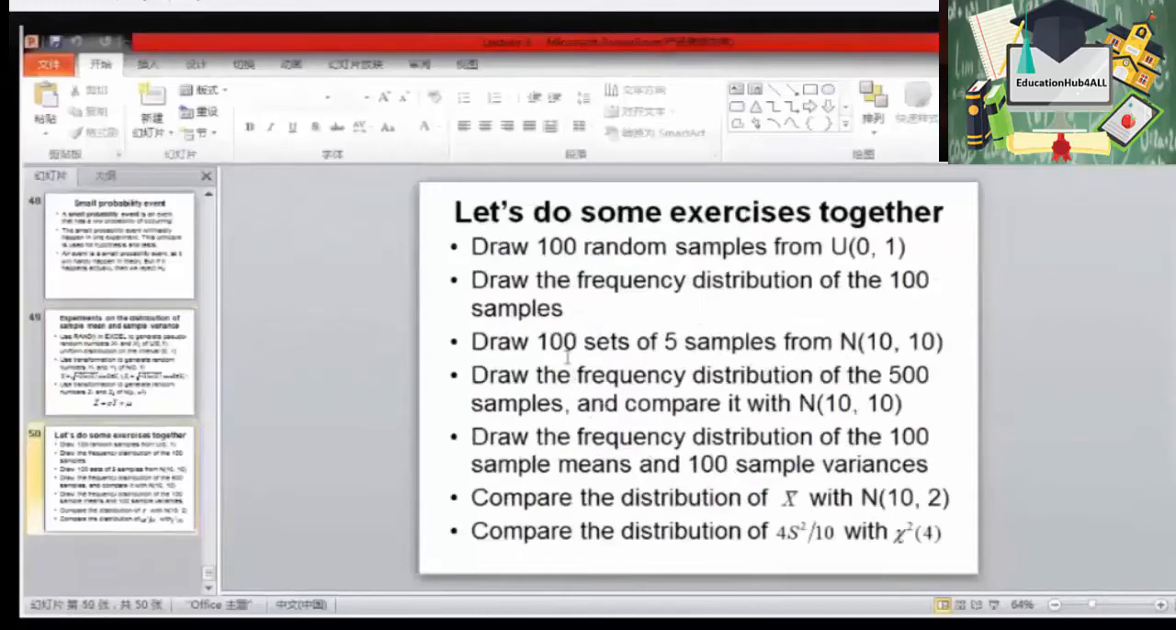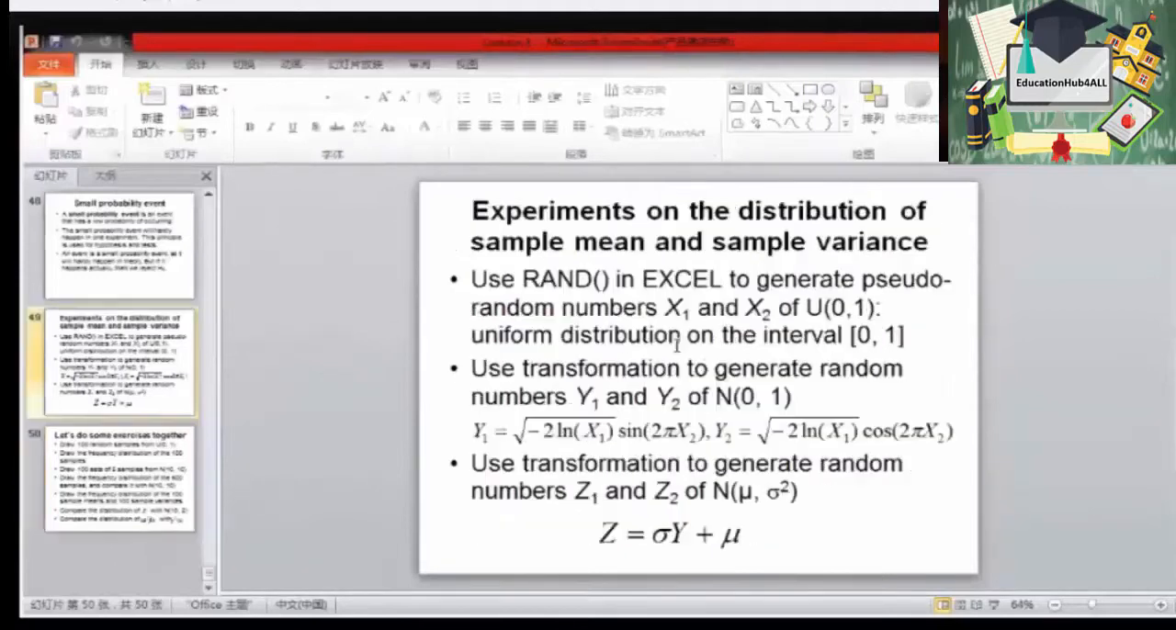So we can draw a sample from a distribution and see how the sample mean and the sample variance are distributed. So that's the major topic.